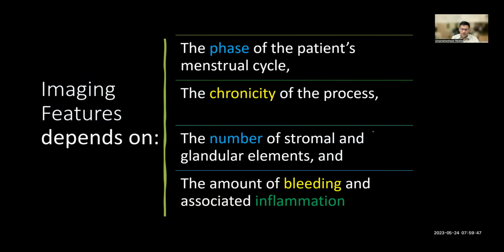The imaging depends on the phase. If the patient comes immediately post menstruation, you can see a lot of T2 bright signal and hemorrhagic areas, and it becomes quite confusing when it becomes a chronic process. It looks like a mass, and you have to differentiate from other differential diagnoses. The number of stromal and glandular elements is important. The most amount of bleeding is associated with inflammation.